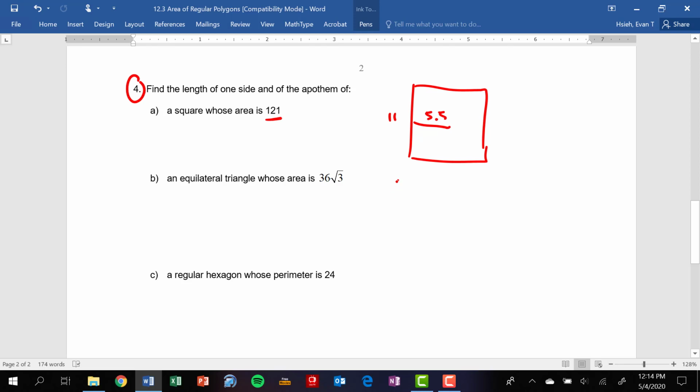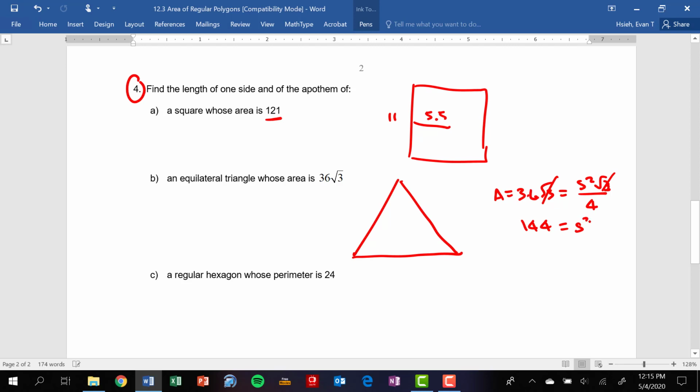Equilateral triangle, whose area is 36√3. Let's use s squared root 3 over 4. Use that formula. Divide both sides by root 3, multiply by 4 on both sides. I get 144 equals s squared. So s is equal to 12. So that side length is 12.